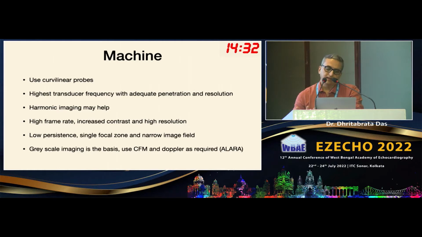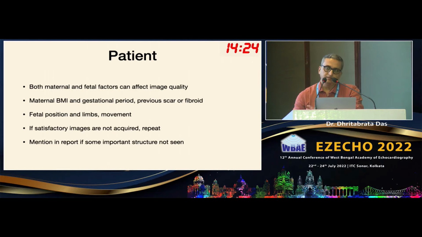Again, grayscale imaging is the basic, but color flow and Doppler is required as minimum as possible. There are some patient factors as well. Both maternal and fetal factors are important and affect the image quality. One is definitely the maternal BMI and gestational period. It is difficult to get good images in early pregnancy or late pregnancy. So there is a small window when you can get the best of the images.